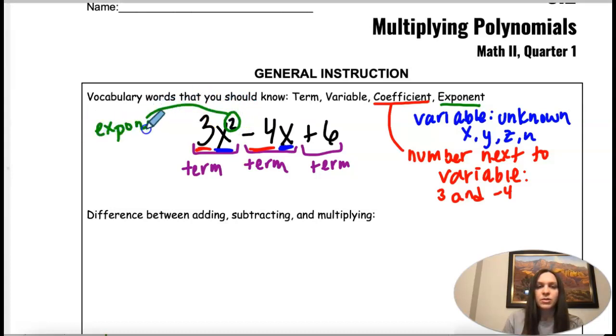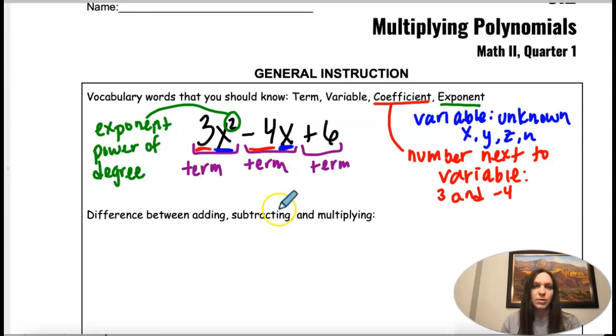Okay, our last one is an exponent, and that's this little number next to the variable. So that 2 is the exponent. We'll say squared or cubed. Sometimes we'll say to the power of, or the degree. Those are all equivalent to saying exponent. So those are just parts of what we're talking about.